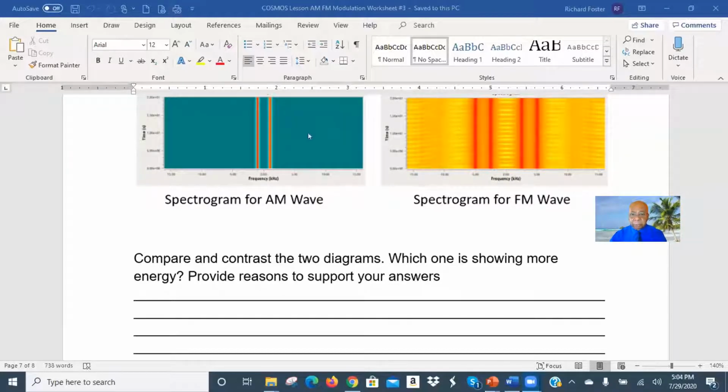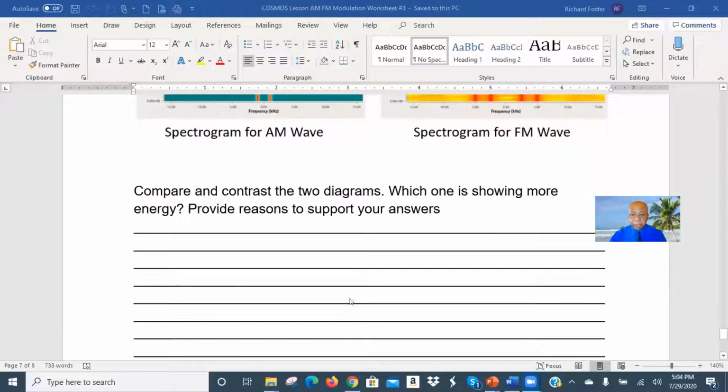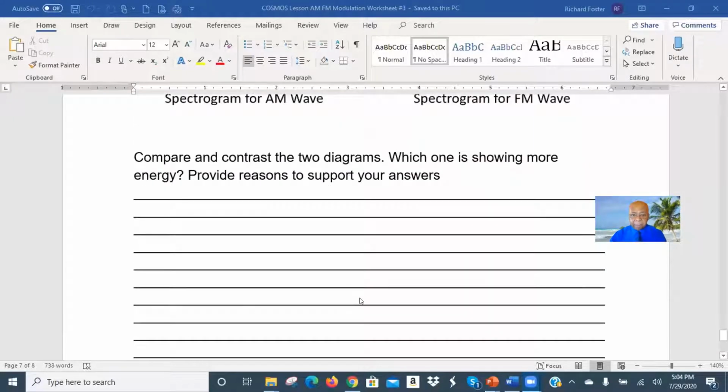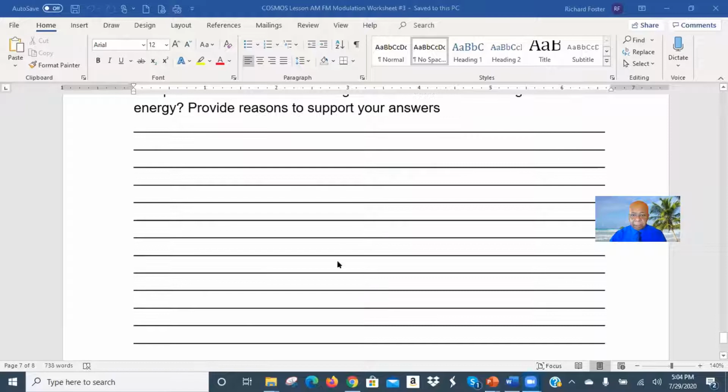Compare these two spectrograms for the AM wave and the FM wave. Compare them. Write your answers at the bottom. Okay? Everybody, please work fast. You got 2 minutes. Okay, 2 minutes are up.